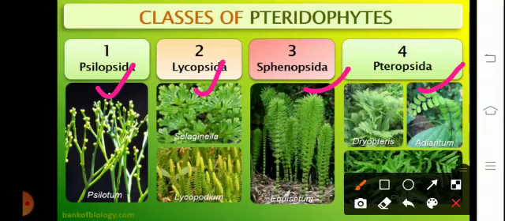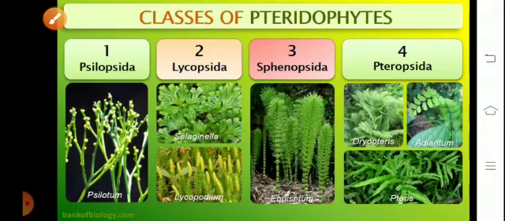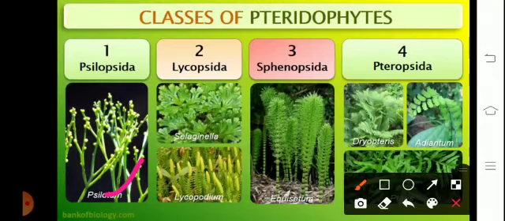Talking about Psilopsida, that's the oldest or most ancient vascular plant, where the plant body comprises rhizome, leaves and rhizoids. Psilotum is an example, as we can see here in the diagrammatic representation, an example of a living fossil. Talking about the other classes, they include examples like Selaginella, Equisetum, Adiantum, to name a few.